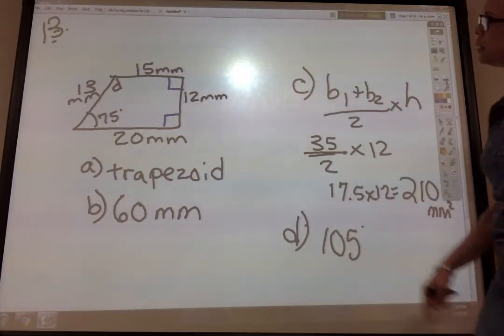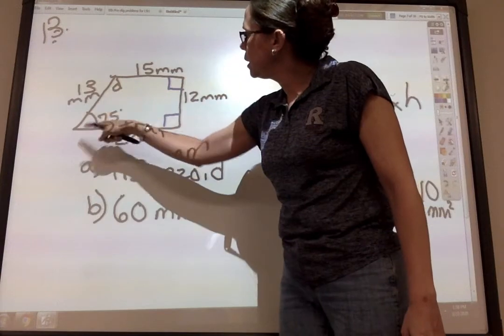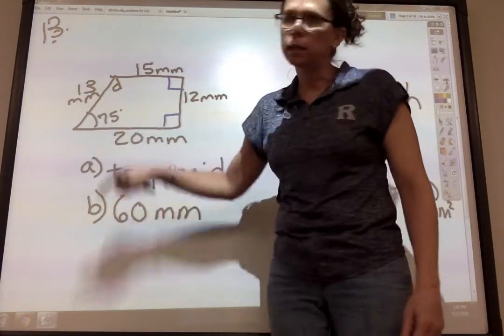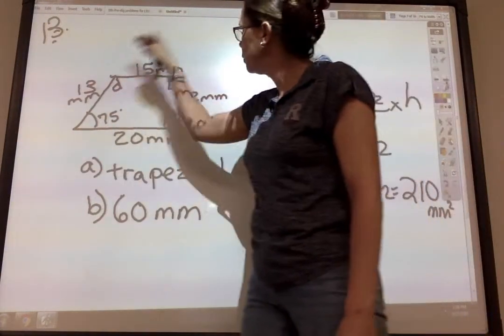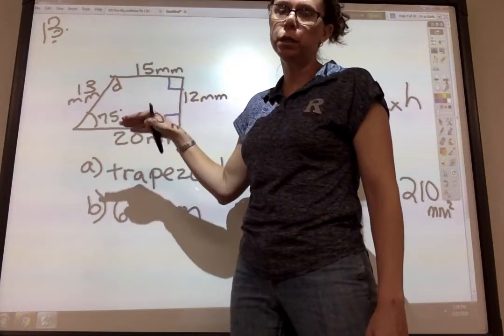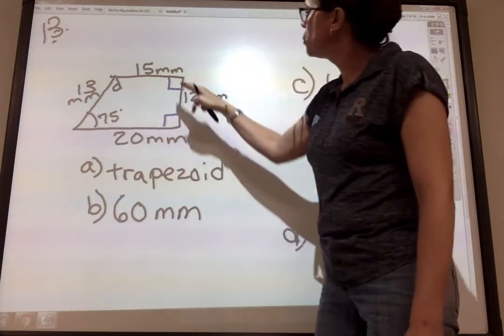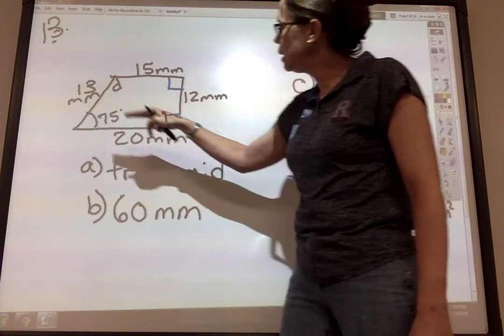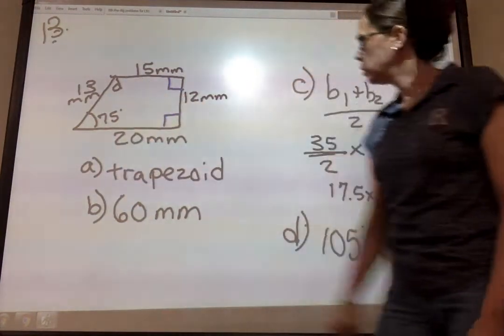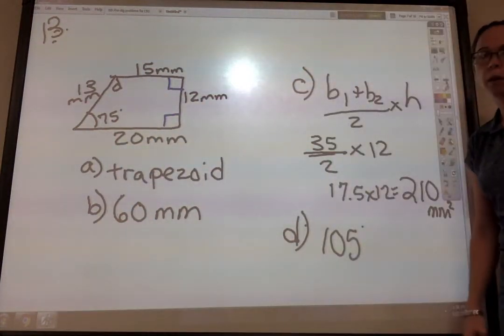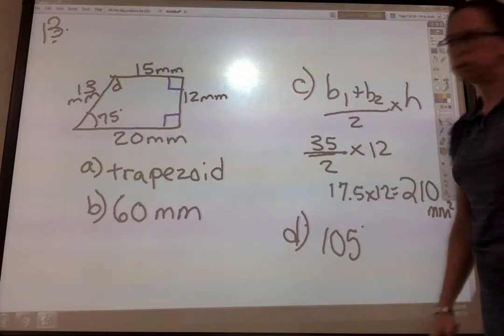In D, it says that this interior angle here is 75 degrees, and it tells us all of the interior angles have to add up to 360. So if I know this one is 90, I know this one is 90, I know this one is 75, angle D, the last one, has to be 105 degrees.